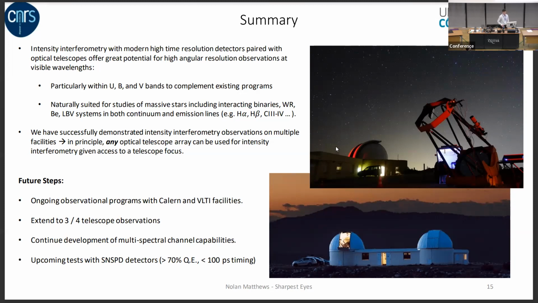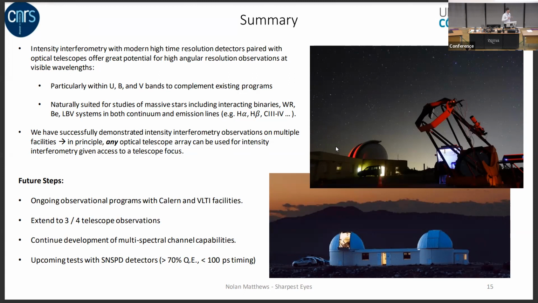As I mentioned, our system is really adaptable and modular. We can adapt it to telescopes of different optical designs. And in principle, any optical telescope array could be used for intensity interferometry, given access to a telescope focus. In the future, we're going to continue our programs with Calern and the VLTI, hopefully extending to 3 and 4 telescope observations, and continue our development of multispectral channel capabilities.